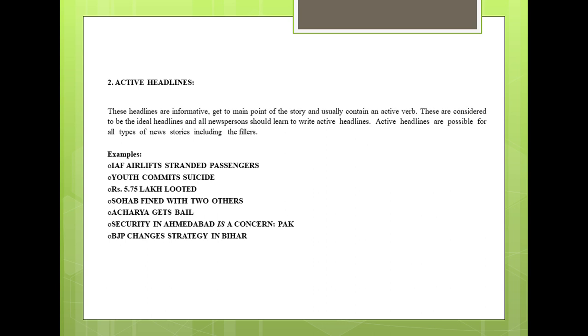IAF airlifts stranded passengers, Youth commits suicide, Rupees 5.75 lakh looted, Sohrab fined with two others, Acharya gets bail, Security in Ahmedabad is a concern, BJP changes strategy in Bihar.